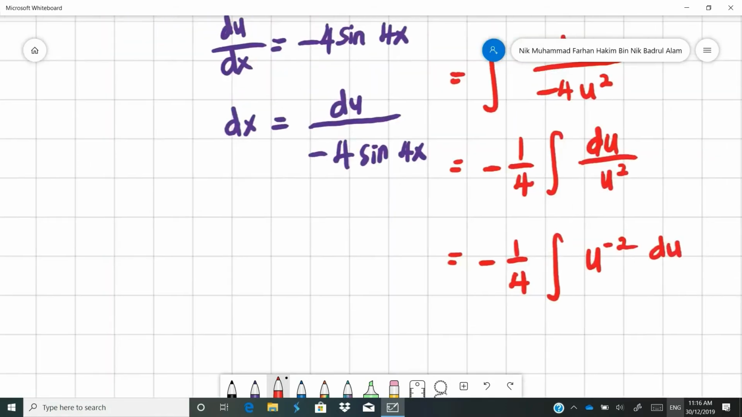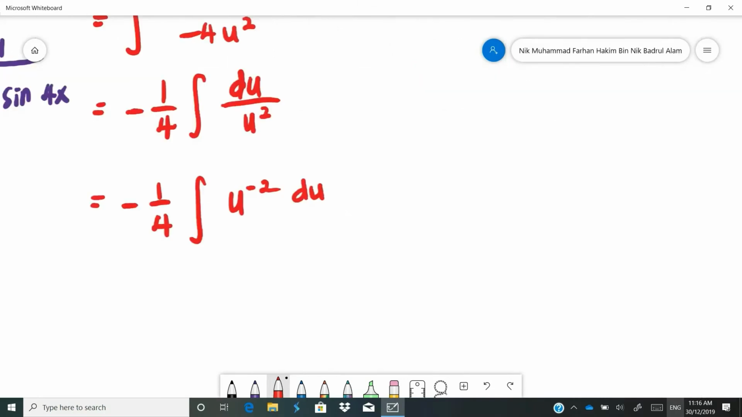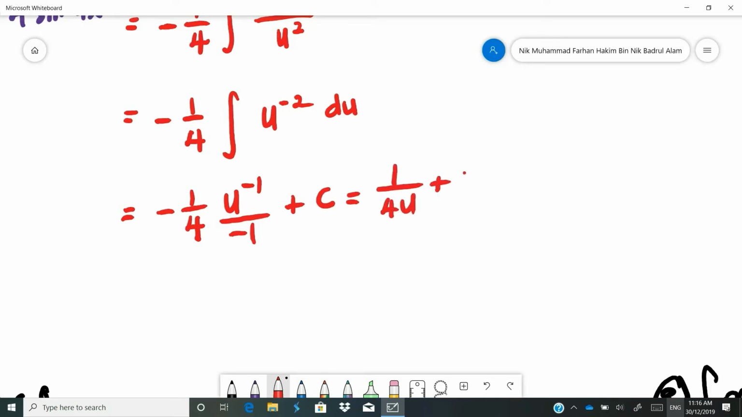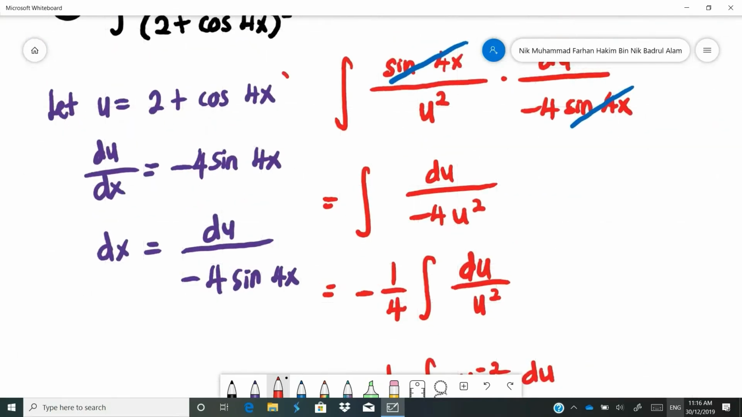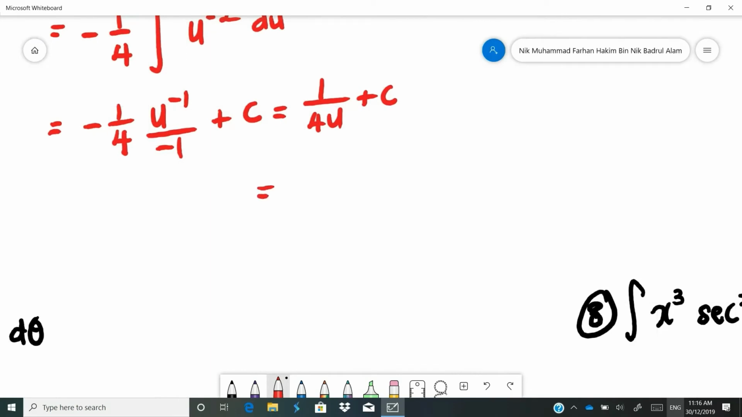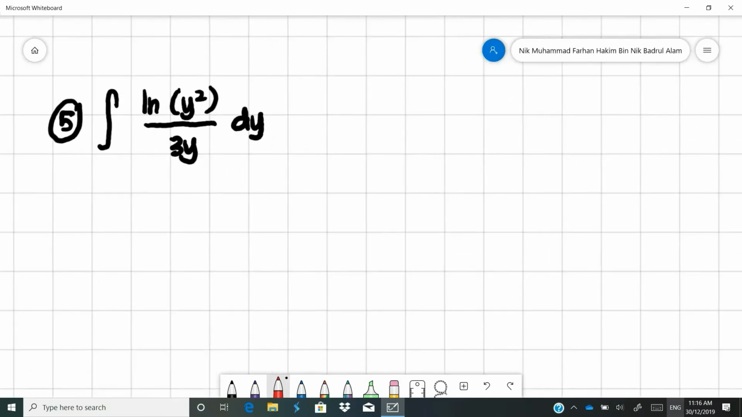You try to use the technique of integration: when you integrate this, you have to add 1 to the power. So you'll get negative 1 over 4, and u to the power negative 1 over negative 1, plus c. You get positive, so you get 1 over 4u plus c. What is u? Substitute back u as 2 plus cos 4x, so you'll get 1 over 4 times 2 plus cos 4x, and then you have the plus c. Why do you have the plus c? Because it is indefinite integration.